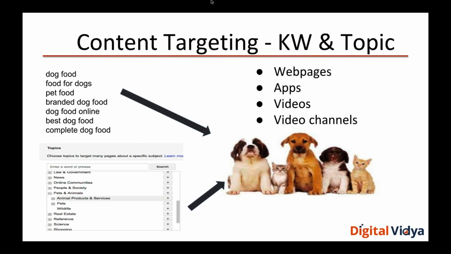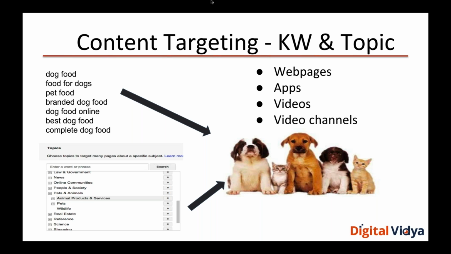Under pets and animals, I have a subcategory called animal products and services. That's the closest to my product, right? So if I select animal products and services, what happens is the system will target the ads in this ad group to those web pages and mobile app pages which have the theme animal products and services.